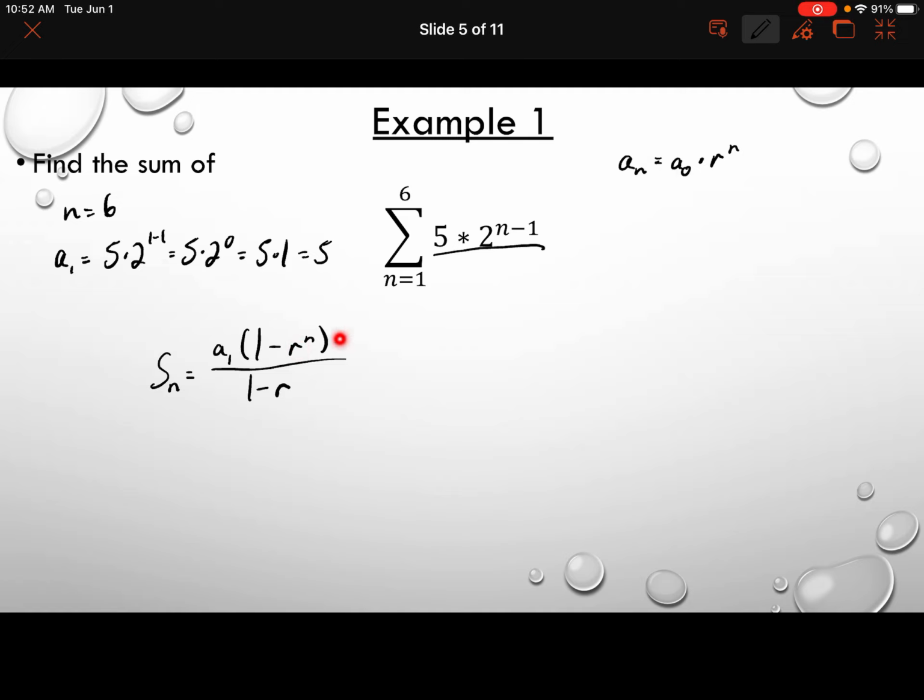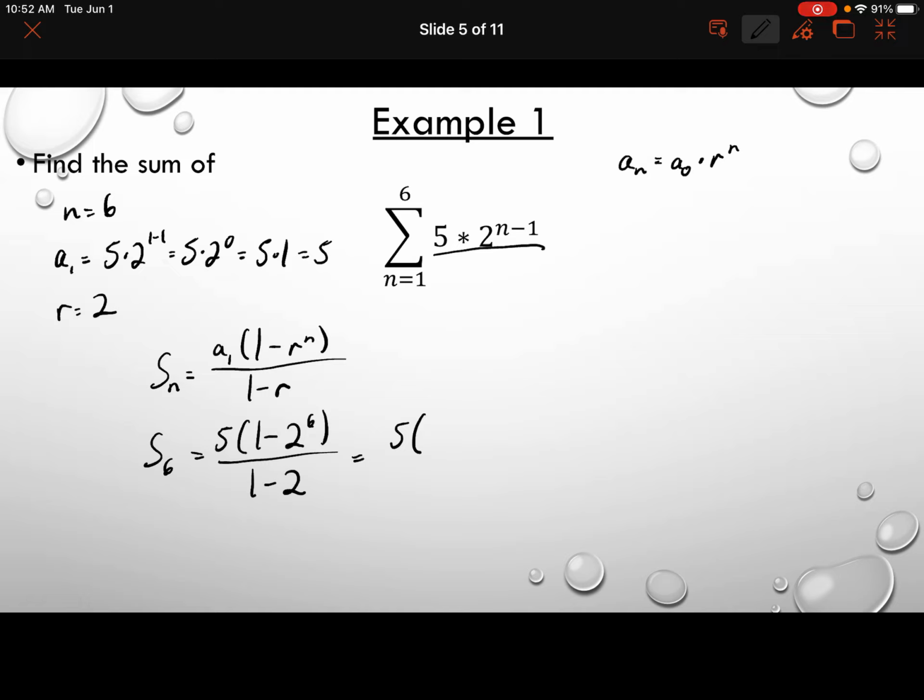And do I know the r value? Well, the r value is just the common ratio. And remember, that means it's the number with the exponent. So the base number with the exponent is your r value. So the r value is 2. Now I can just plug everything in and solve it. The sum of the first 6 terms of this series is going to be 5 times the quantity 1 minus 2 to the 6th power, all over 1 minus 2.